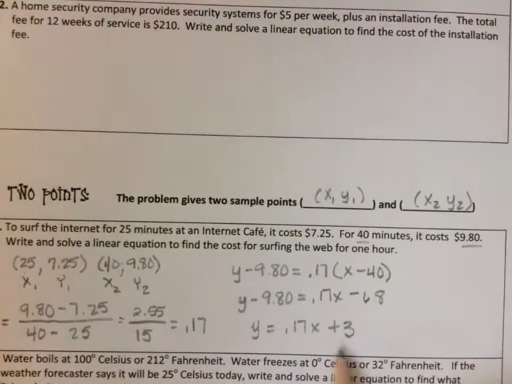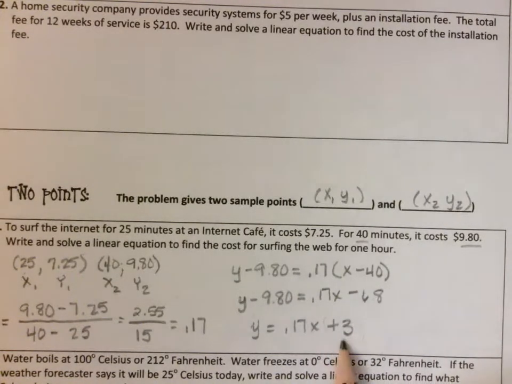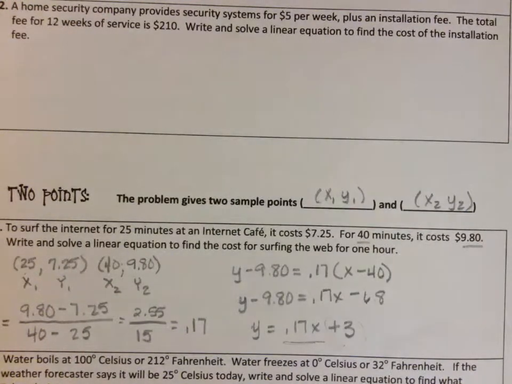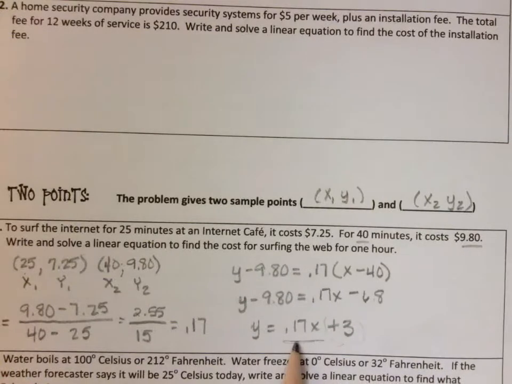So if we look at this, we can tell that the internet cafe charges $3 to hook up to their internet, and then we're paying 17 cents for every minute that we use the internet cafe services. And that's what this equation tells me.